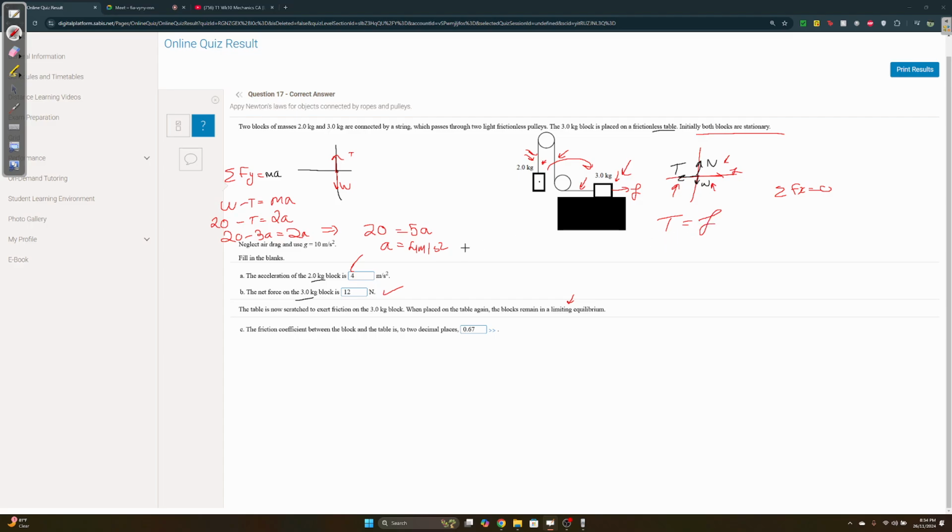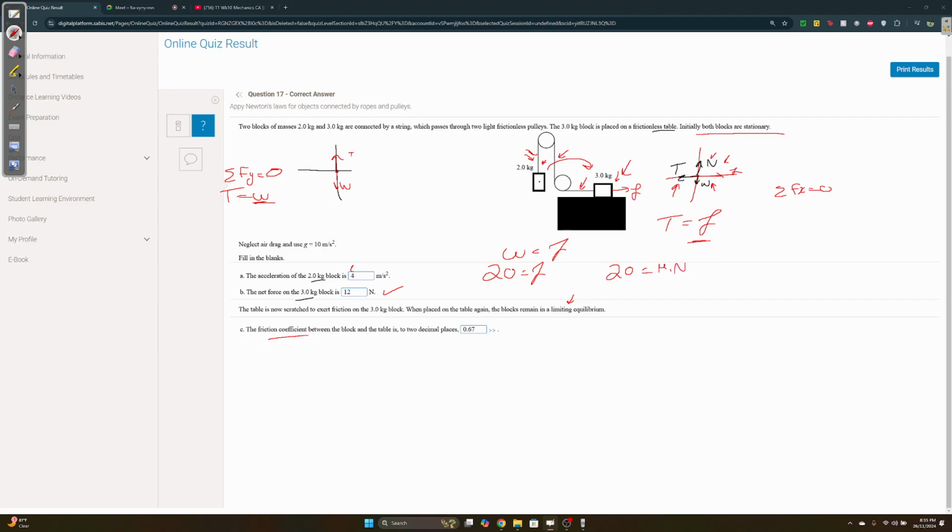Over here, sigma Fy is now going to be equal to what? 0, because it's in equilibrium. So we're going to erase this and fix it. Sigma Fy equal to 0, so T is equal to W. If T equals W, or T equals F, you can say W is equal to F. What's W? 20. 20 is equal to F, and because we're looking for the coefficient of friction, F is mu times N.